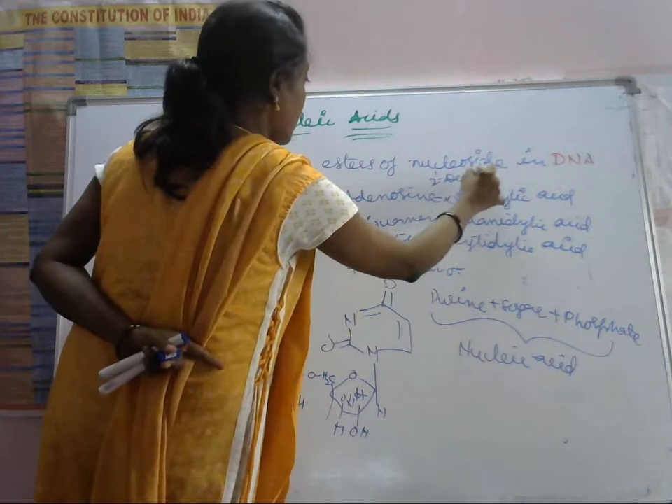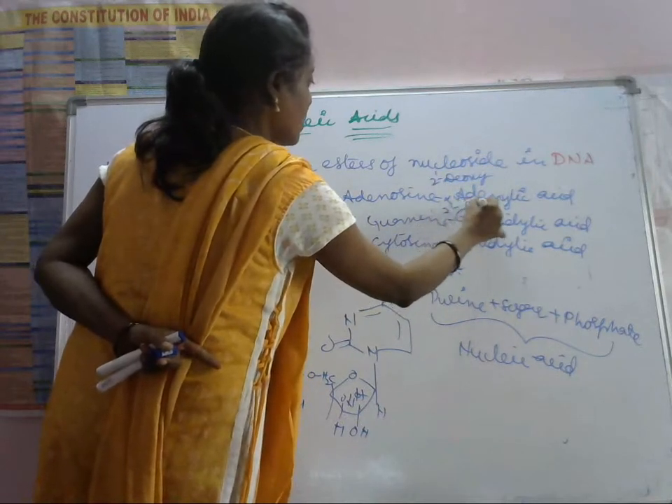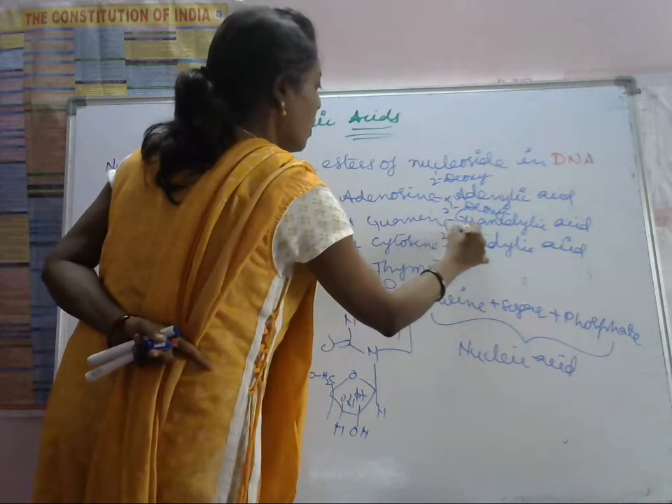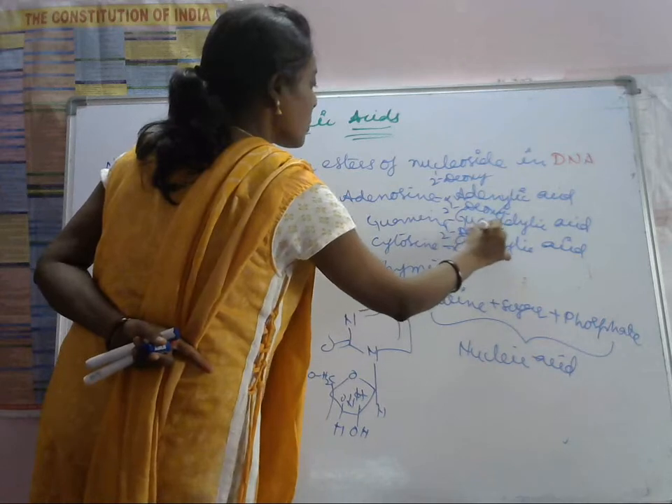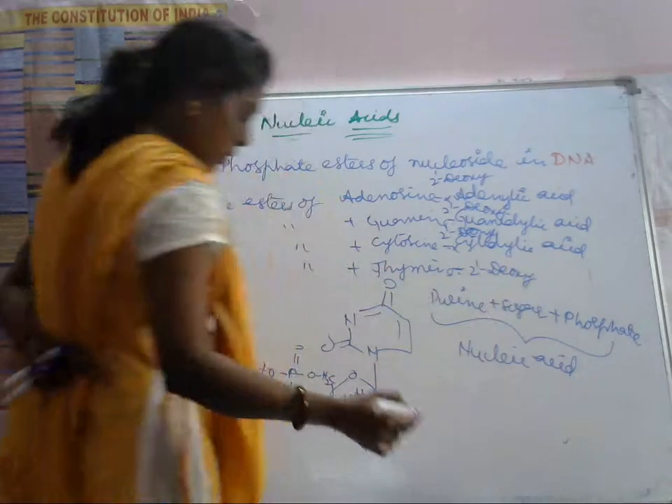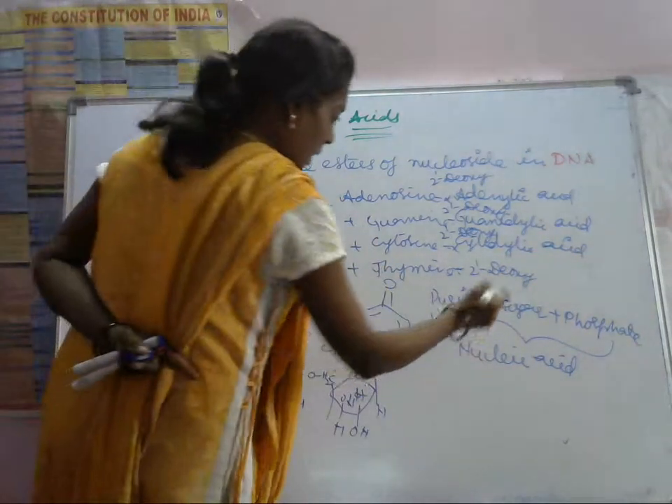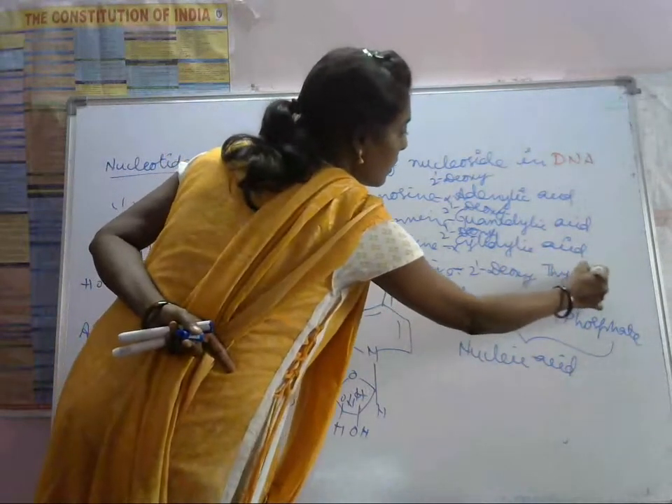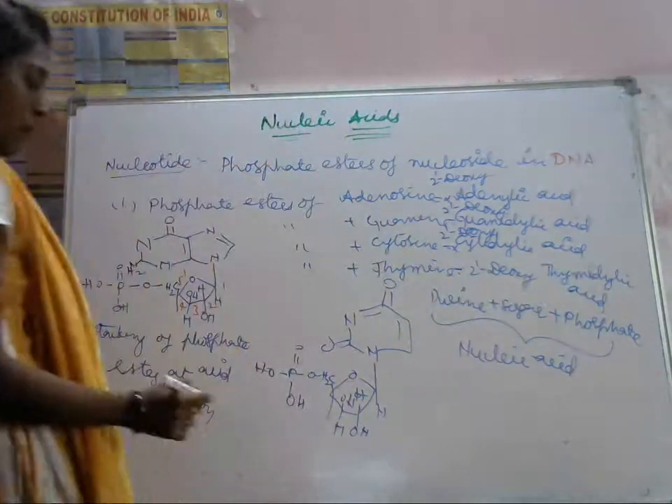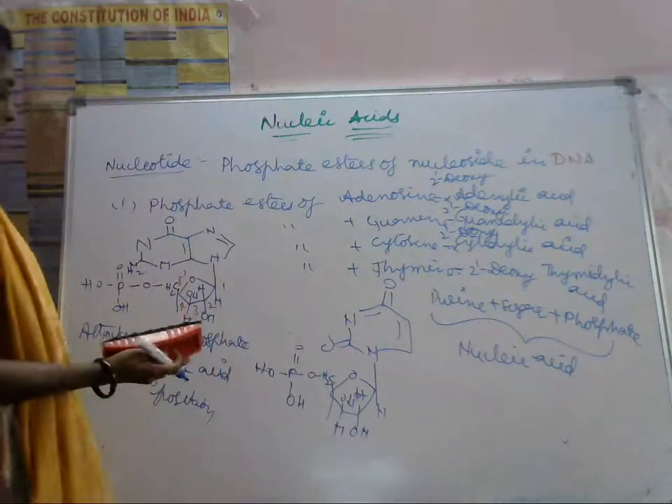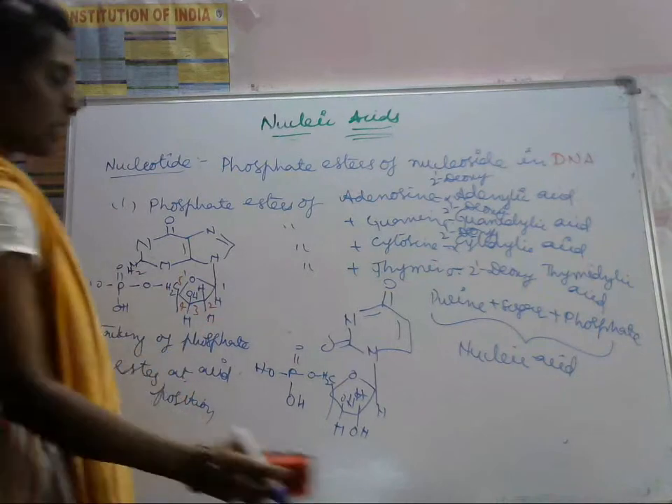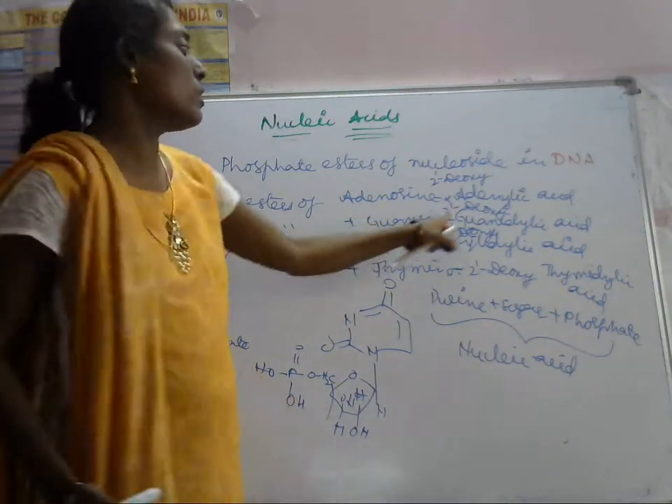2'-deoxy. Okay, deoxythymidylic acid. Thymidylic acid means, if you remove this oxygen at the second position, then it is called 2-deoxy.